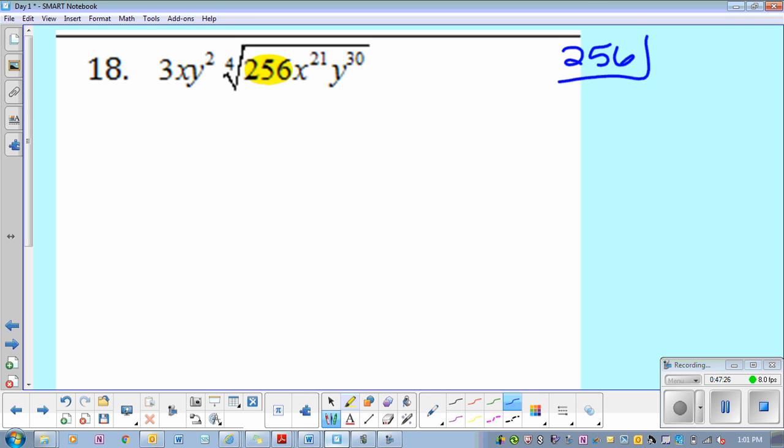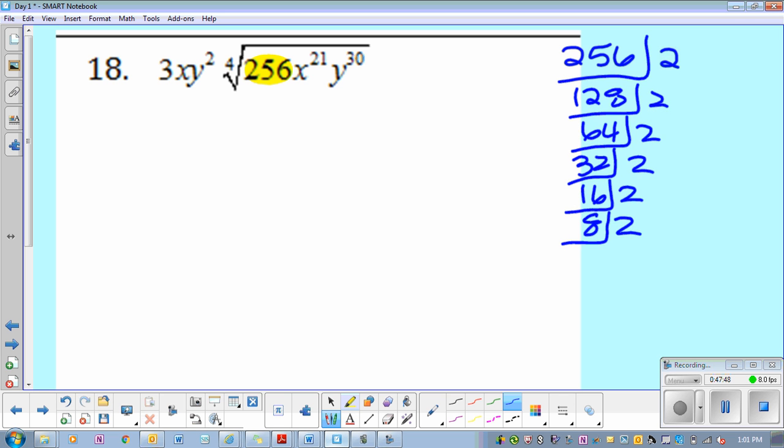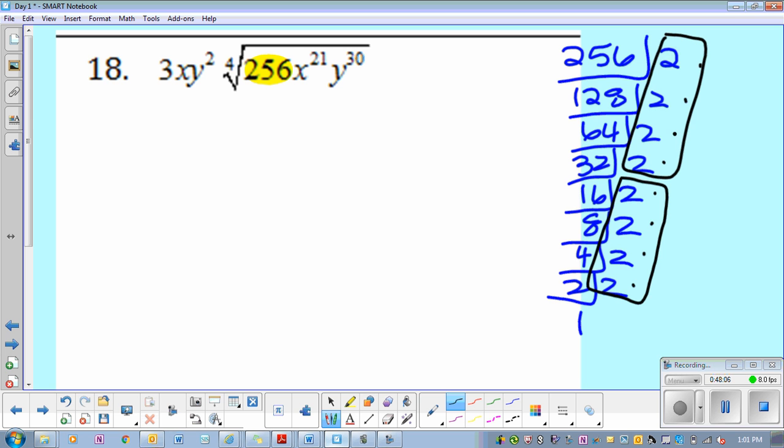All right, 256. We'll do the factor ladder. You can do 16, 16. Then you break it down that way. I'll do this, and then we'll compare. How many do you need in a group to come out? 4. 1, 2, 3, 4. Perfect.